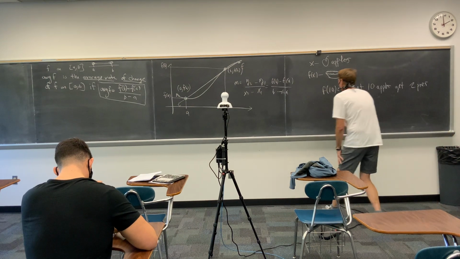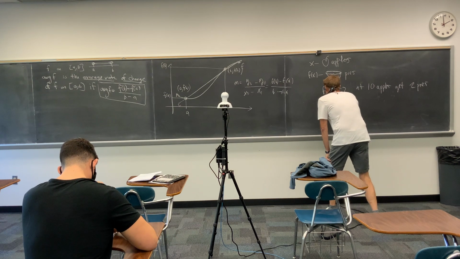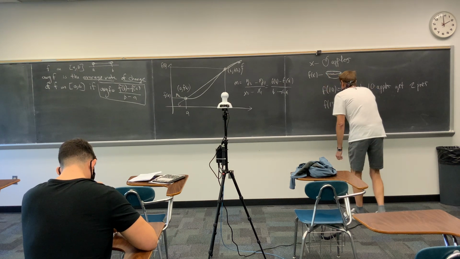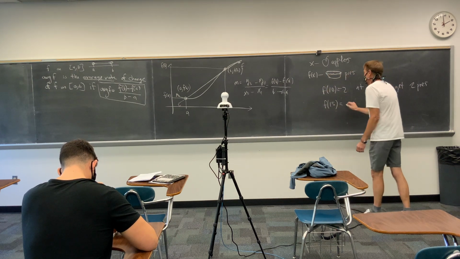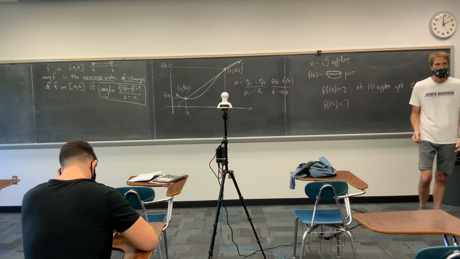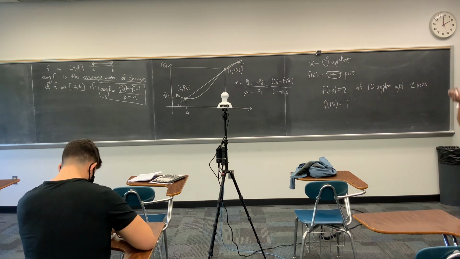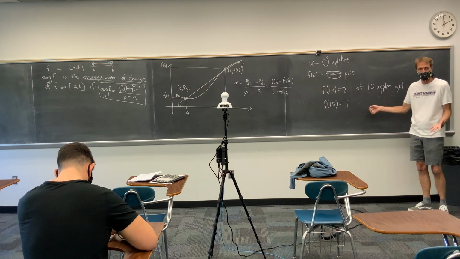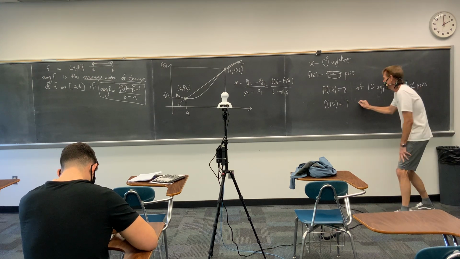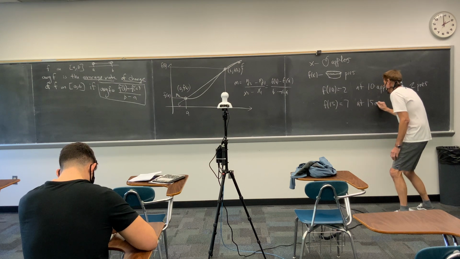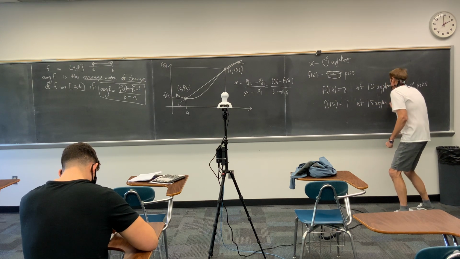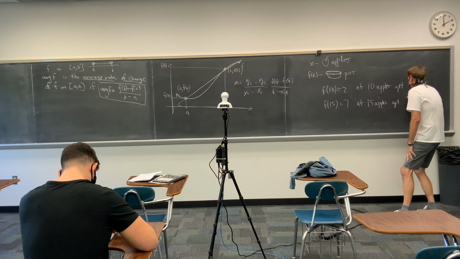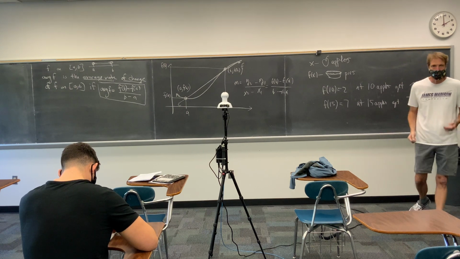Now imagine I said, okay, well, f of 15 is equal to 7. Suppose I say f of 15 is equal to 7. Interpret that for me. Interpret the math now. What does that mean? At 15 apples, I get 7 pies. You're like, holy heck, Dr. Warren, this is not the scenario I thought we would have.